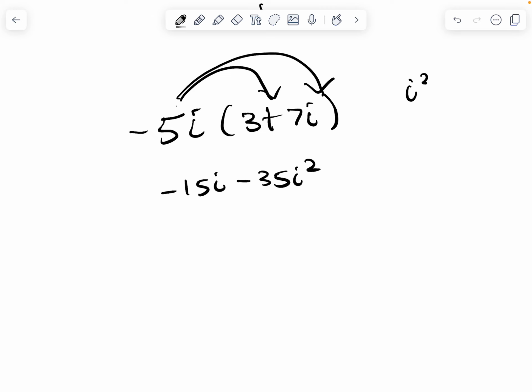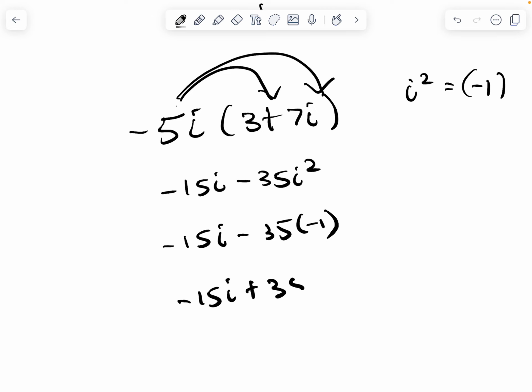Now remember at the beginning how we said i squared is equal to negative 1? We're going to use that fact right here. That's going to make this negative 15i plus 35, and that is your answer.